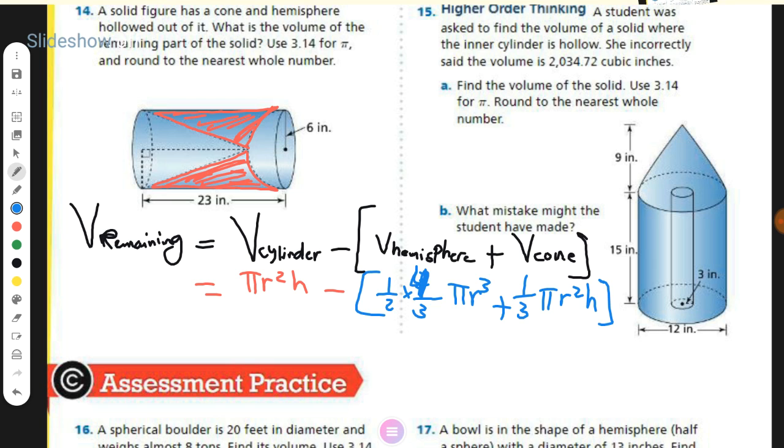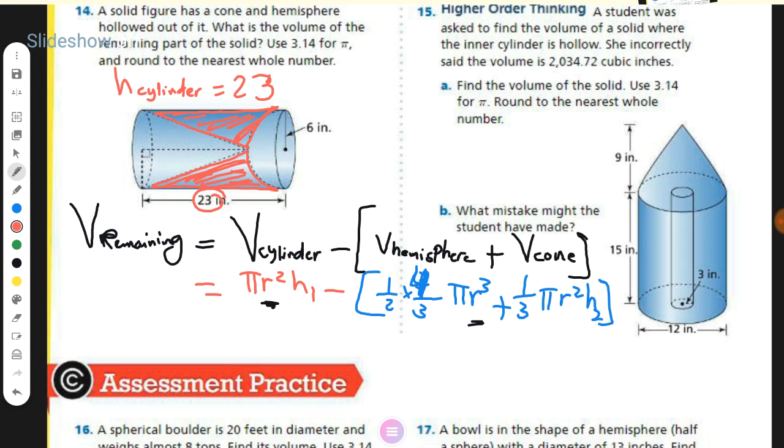What do I want now? I want the following. First, I need the radius. Second, I need H1 for the cylinder and H2 for the cone. H for the cylinder is 23 here. So H cylinder equals 23.